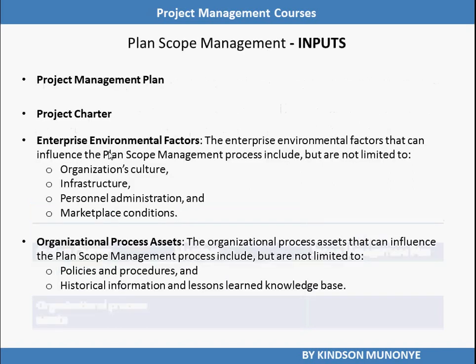Let's take a closer look at the inputs, and then we also take a closer look at the tools and techniques and the outputs. What we are going to focus on is why do we need this input? Once you understand why we need the inputs, then it will be easy for you to remember these ITTOs for the processes. Why do we need the project management plan when we are in the plan scope management process?